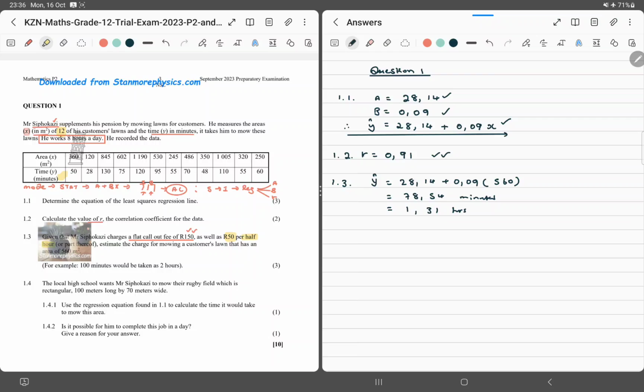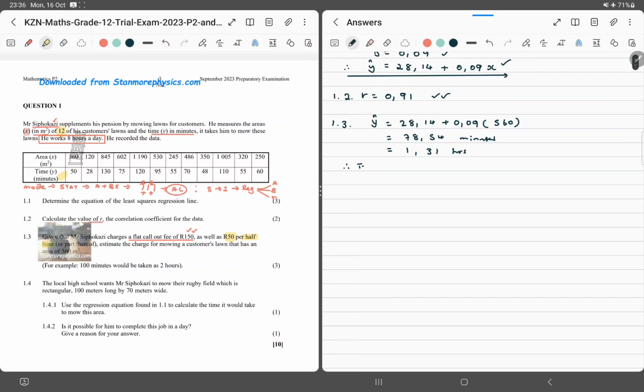Okay, so that's fine. So we can say here, therefore, the total cost for this outing is going to be equal to the flat out 150 bucks, right? Because when you call him, you must be sure you're paying 150 plus. Now this is an hour. An hour is 2 times 30 minutes, so basically that is going to be 50 times 2, right? Because that's the amount we are paying there. Plus again, we've got 30 minutes there. This is 31 minutes, so that's going to be essentially another 50 bucks. So that becomes 150, becomes 250 plus 50, it's 300 rands. So that is what Mr. Siphokazi is going to get paid for this.